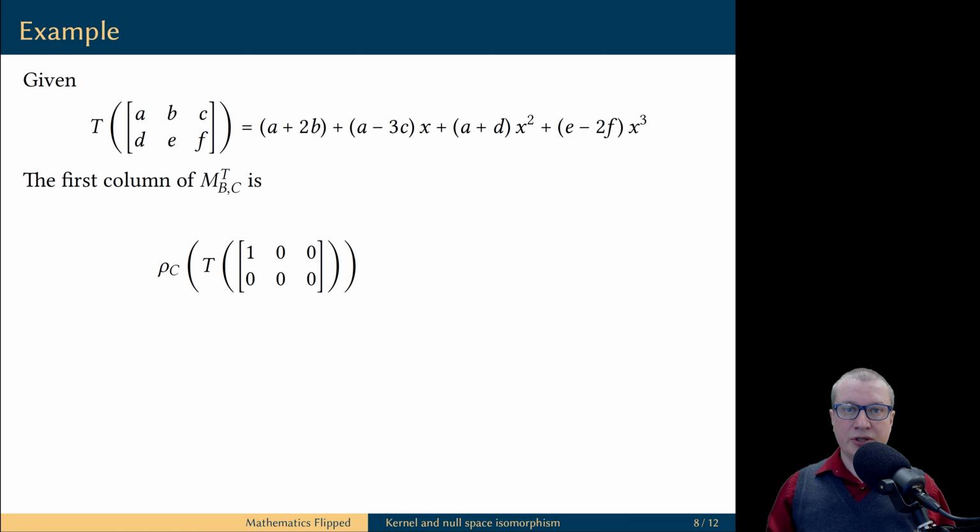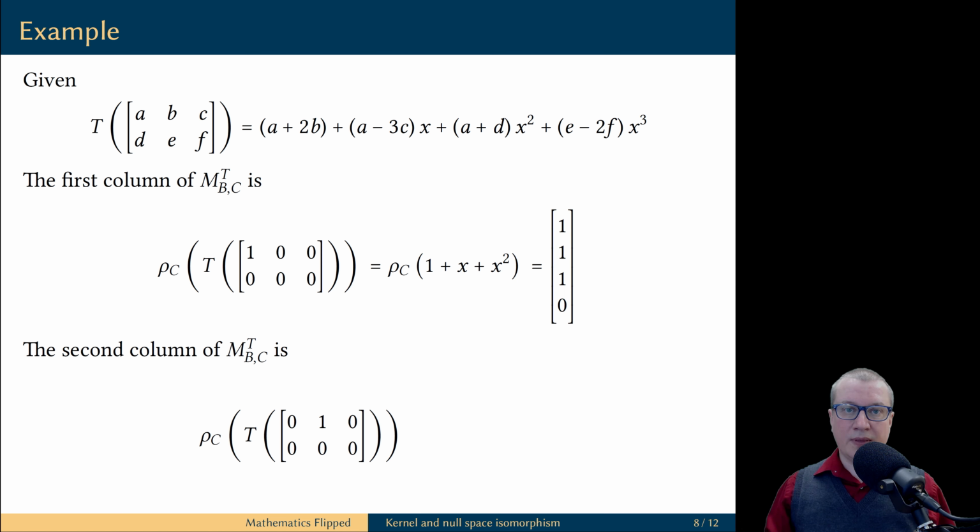We will compute the matrix representation of T relative to the bases B and C using its column-by-column definition. The first column of this matrix is given as a value of rho C on T applied to the first vector in the basis B. We have a formula for T, so we can compute this value, and we can coordinatize this polynomial relative to the basis C. The second column of this matrix is the value of rho C on T applied to the second vector in the basis B. We know what T does to any matrix, and we can easily coordinatize this polynomial relative to the nice basis C.